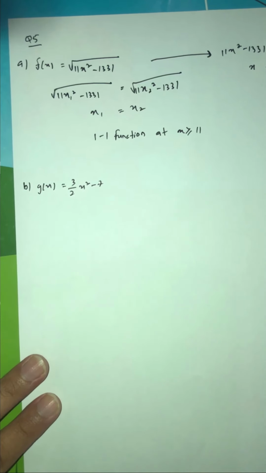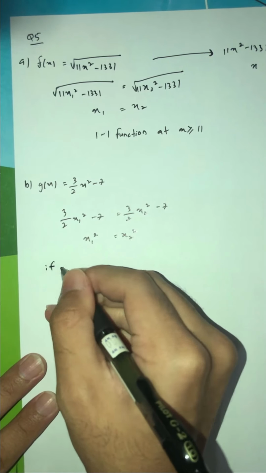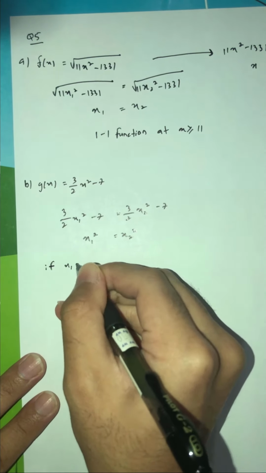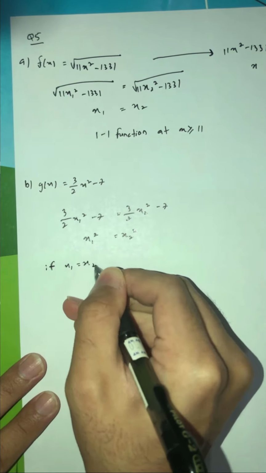Let's see, if we put x1 equal to x2 equal to 1, if this is 1, this is 1, you'll get x1 equal to x2, right? So you see, this is a function, right?